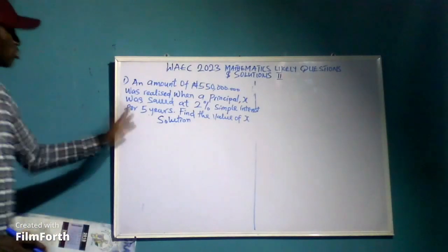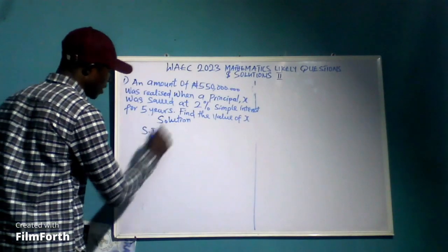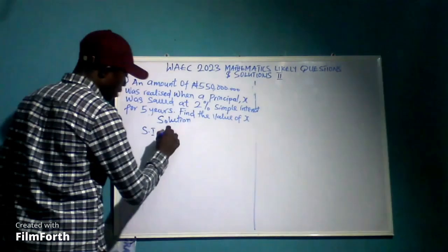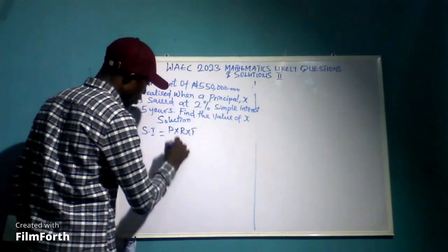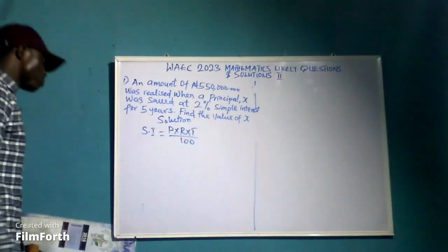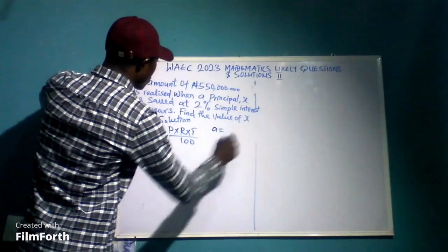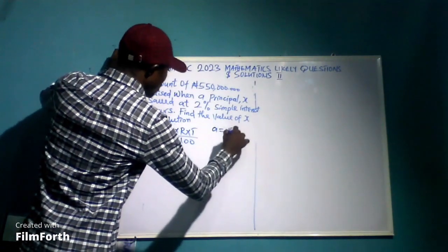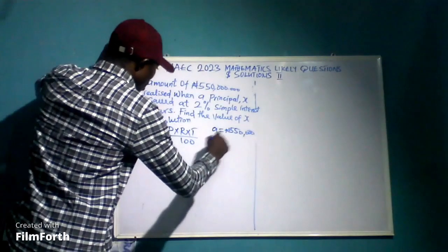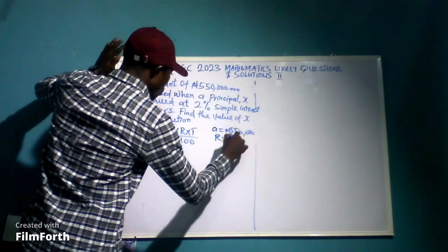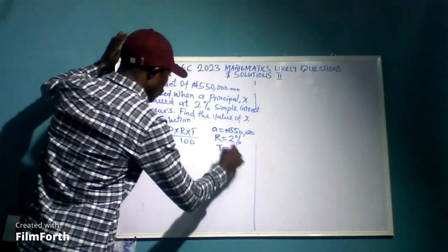Now, to solve this, first and foremost, let's have the definition of simple interest. Simple interest is defined as principal P times rate times time, all over 100. In this question we have amount A equal to 550,000 naira, rate R equal to 2%, and time T equal to 5 years.